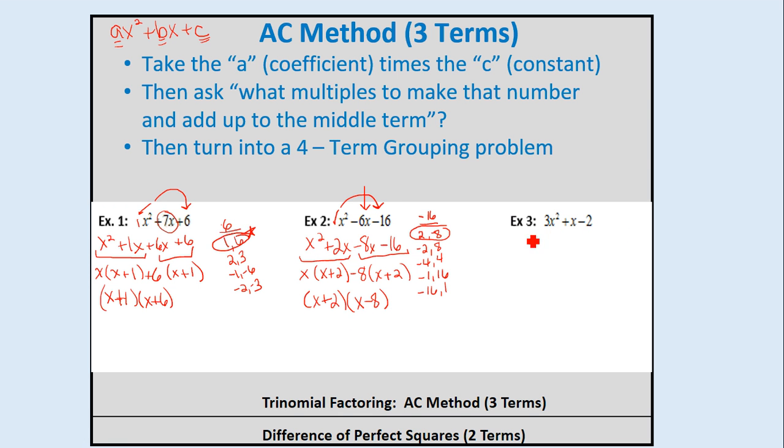Very nice. Now let's look at our third example here. Again, the a times the c. 3 times negative 2, negative 6. Now, what in the world would multiply to make negative 6? Well, there's negative 6 and positive 1, negative 1 and 6, negative 3 and 2, negative 2 and 3. There's lots of options, but we're looking for the special option that will add up to make the middle term of 1x. So what multiplies to make negative 6 and adds to make 1? These two numbers would add to make 1.